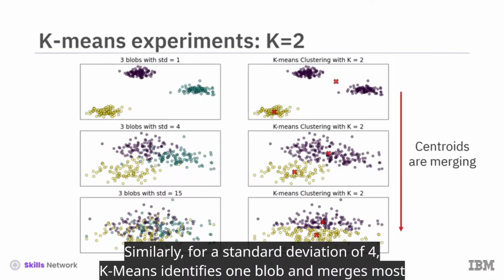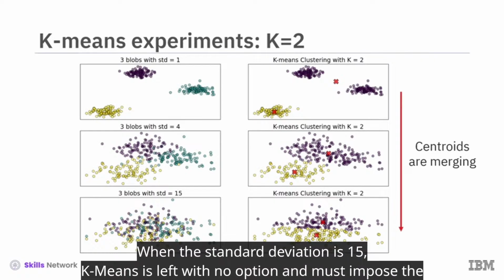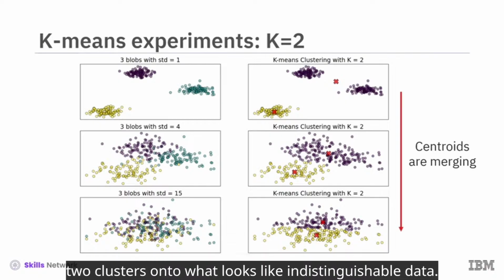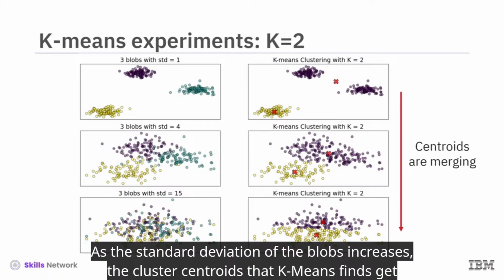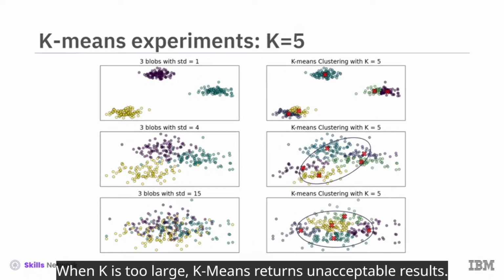Similarly, for a standard deviation of 4, k-means identifies one blob and merges most of the other two blobs into one cluster, with its centroid between the two blobs. When the standard deviation is 15, k-means is left with no option and must impose the two clusters onto what looks like indistinguishable data. As the standard deviation of the blobs increases, the cluster centroids that k-means finds get closer together. The two blobs gradually merge into one, and a blob can have only one centroid. When k is too large, k-means returns unacceptable results.